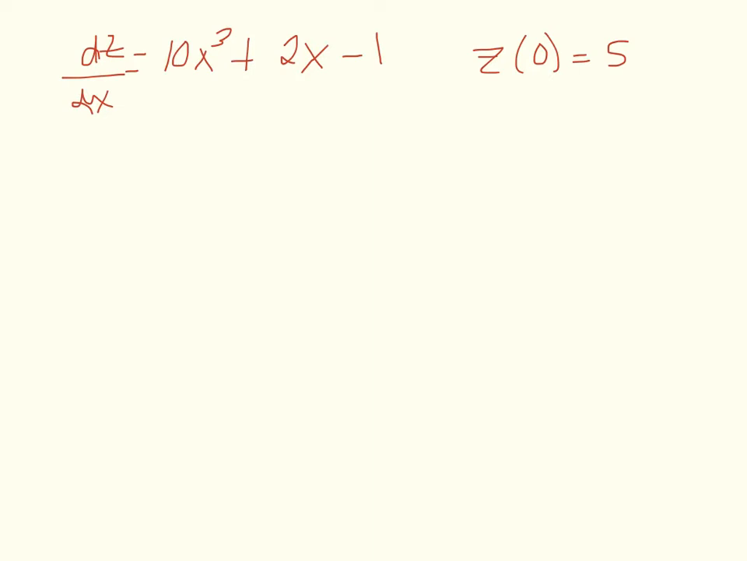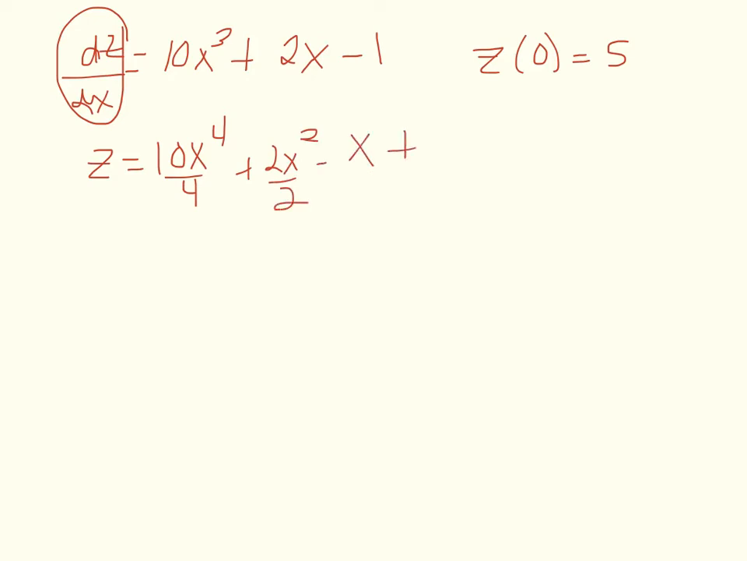All right, well, we know that this means that we've taken the derivative. So if we want to know what the original function, just z, was, we need to find the antiderivative. So that'd be 10x to the fourth over 4 plus 2x squared over 2 minus x plus c. So now I'm going to simplify this down a little bit. We would have 2.5x to the fourth plus x squared minus x plus c.